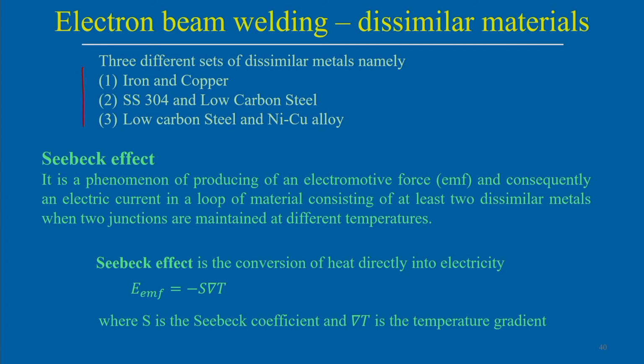Then the Seebeck effect comes into this picture. The Seebeck effect can be defined as a phenomenon producing an EMF, basically electromotive force, and consequently an electric current, in a loop of material consisting of at least two dissimilar metals when the two junctions are maintained at different temperatures.